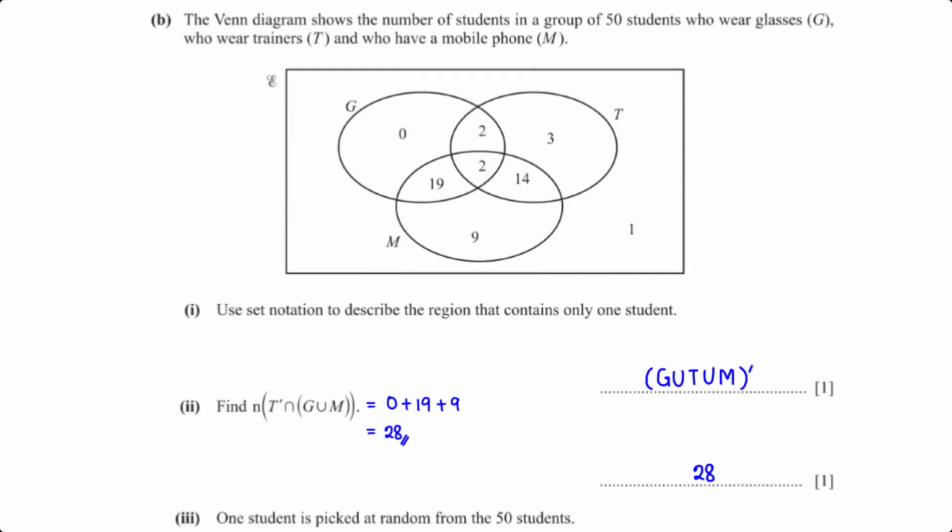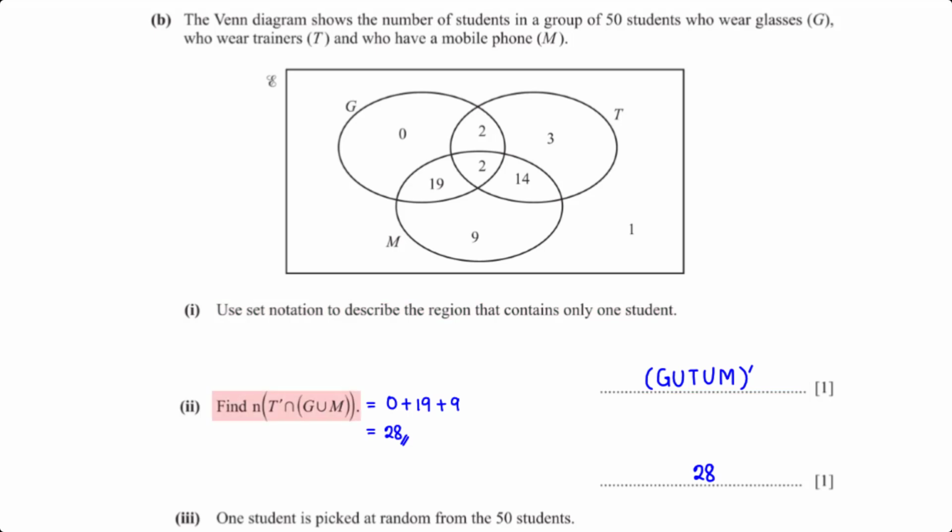The Venn diagram shows the number of students in a group of 50 students who wear glasses, who wear trainers, and who have a mobile phone. Use set notation to describe the region that contains only one student. We see that the region that contains only one student is outside all the three sets. So we can represent that as G union T union M complement.